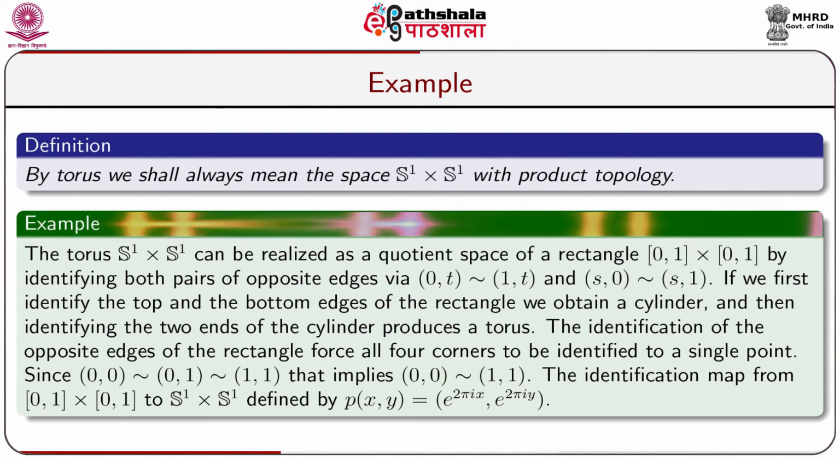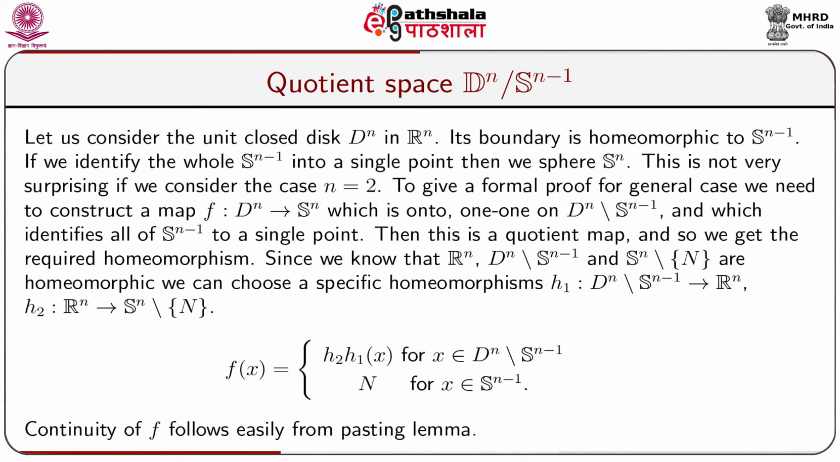Like the previous example, p being a continuous surjective map, and as I cross I is compact and S1 cross S1 is Hausdorff, we have that p is a quotient mapping. Next, we shall prove that the quotient space Dn by S^(n-1) is homeomorphic to Sn.